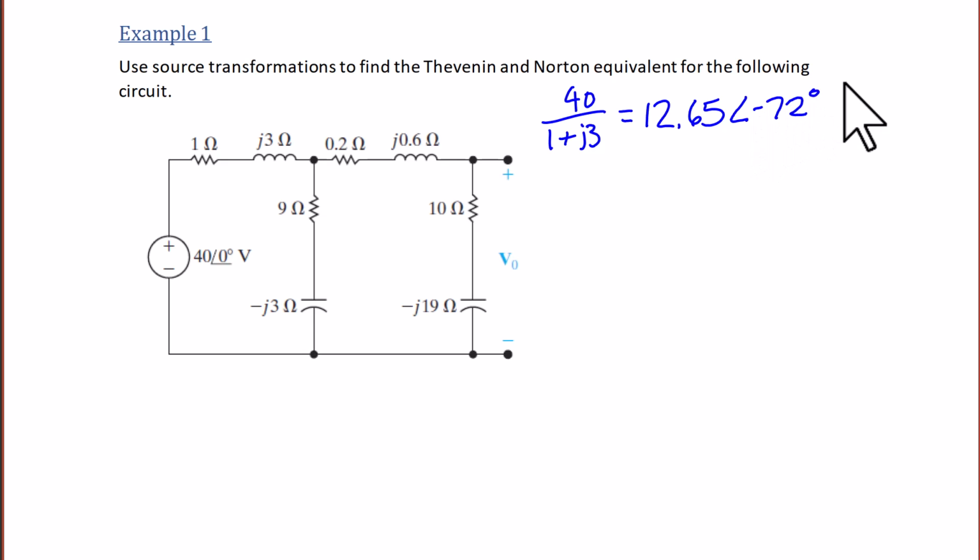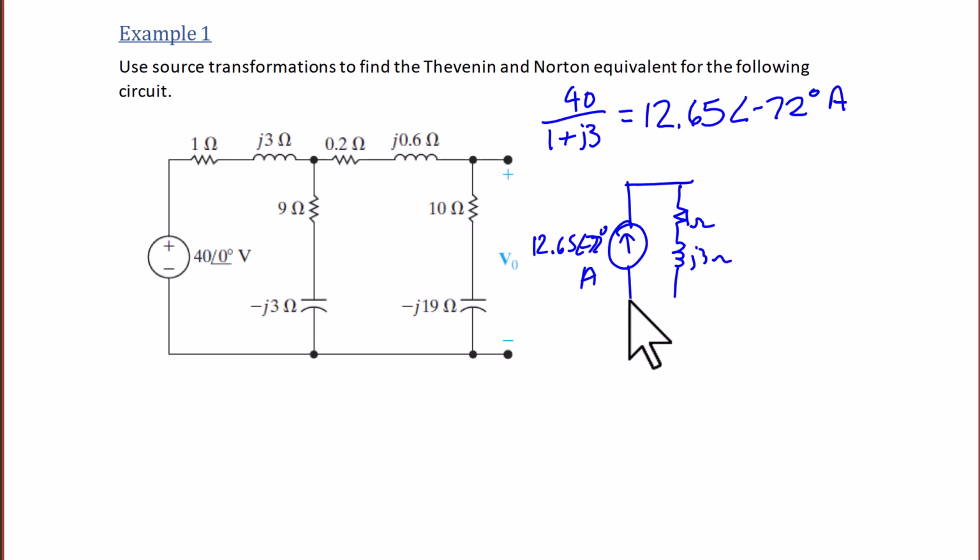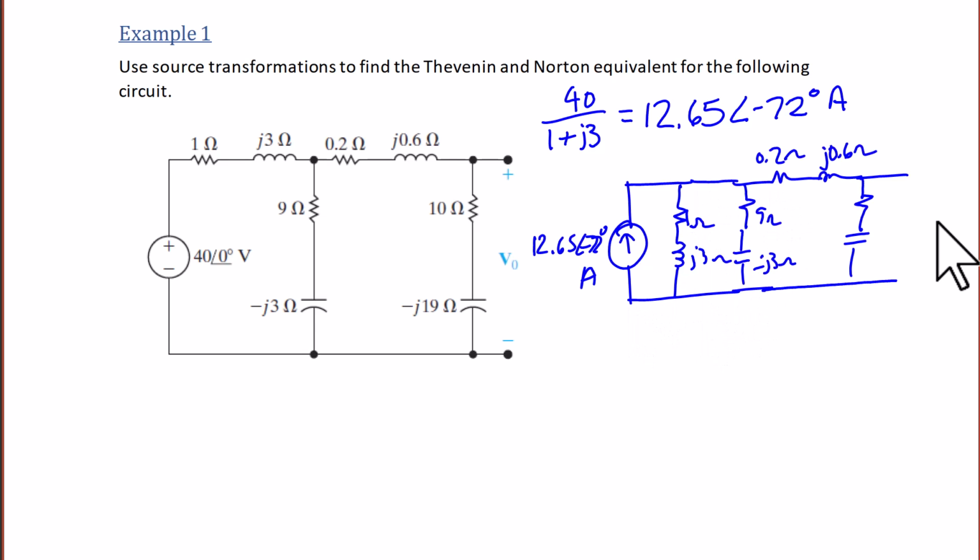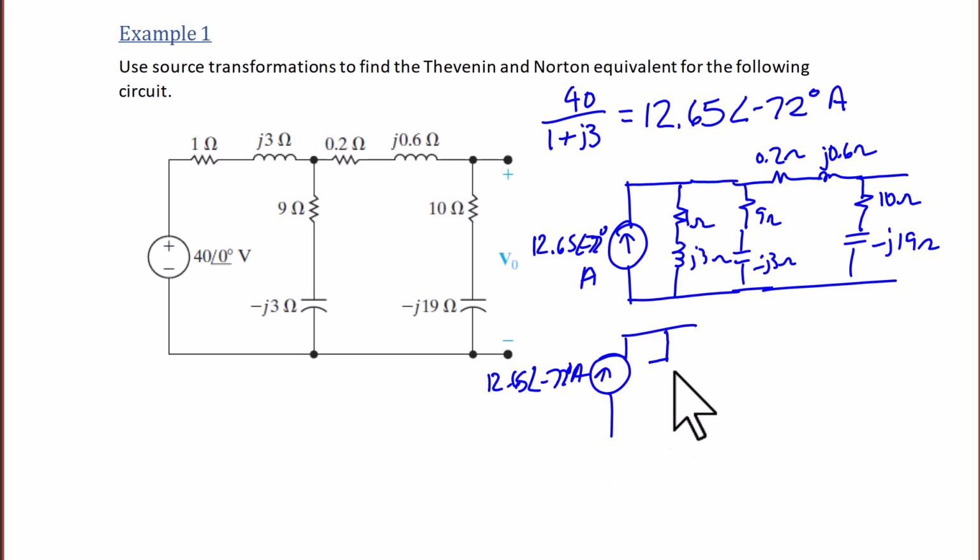So after calculating the current source, we draw the circuit with the current in parallel with 1 plus J3, in parallel with 9 minus J3, in series with 0.2 plus J0.6, and then all of that in parallel with 10 minus J19. So next we're going to combine 1 plus J3 and 9 minus J3 in parallel to get the impedance 1.8 plus J2.4 ohms, still in series with 0.2 plus J0.6, and all of that in parallel with 10 minus J19 ohms.